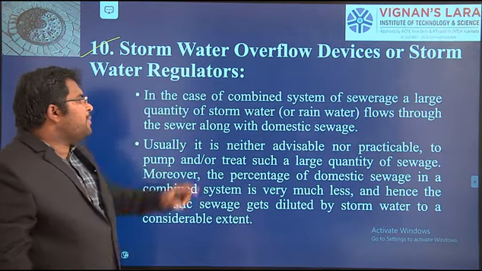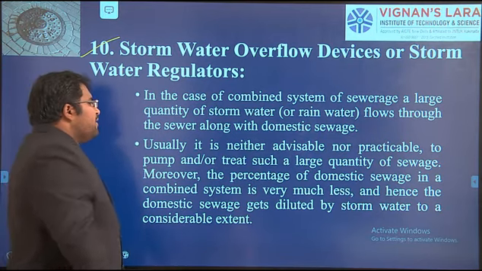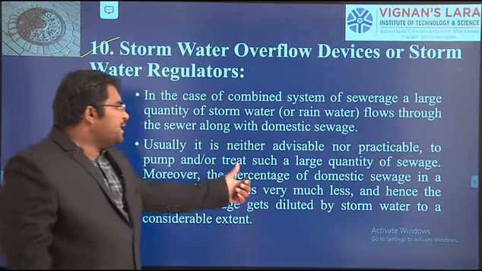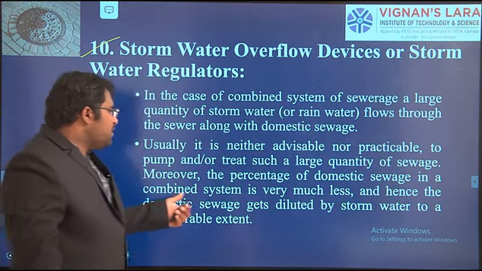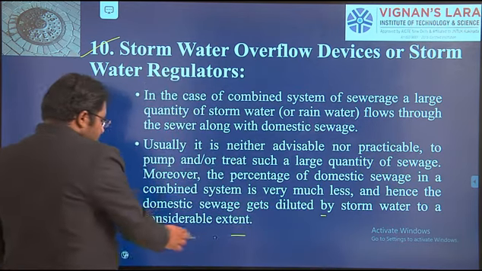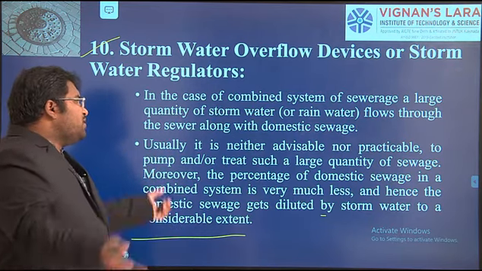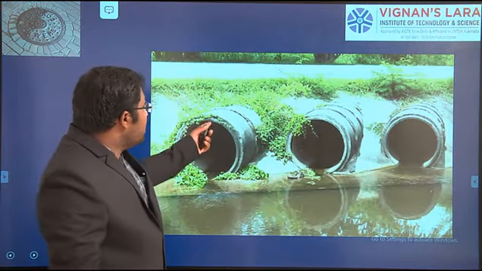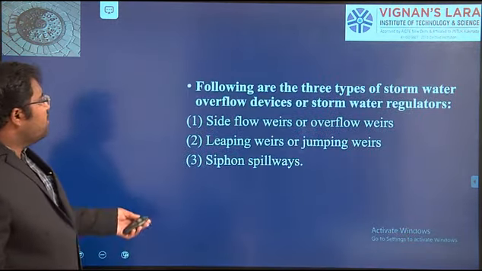Now in the case of a combined system, a large quantity of stormwater flows through the sewer along with the domestic sewage. Usually it is neither advisable nor practicable to pump or treat such a large quantity of sewage. Moreover, the percentage of domestic sewage in a combined system is very much less. Hence, the domestic sewage gets diluted by stormwater to a controlled extent. Even in the partial system also, we are going to dispose of the extra rainwater. With the help of this, you can see this is the sewer line and it is connected to a stream. If there is excess water, we will do that.